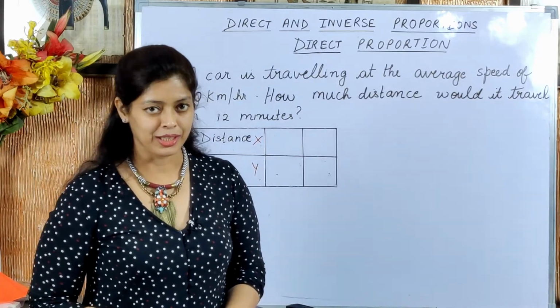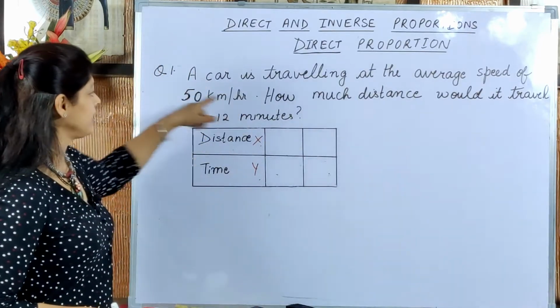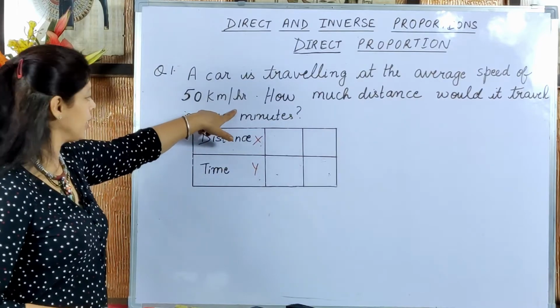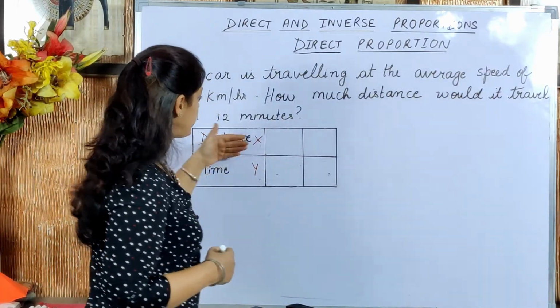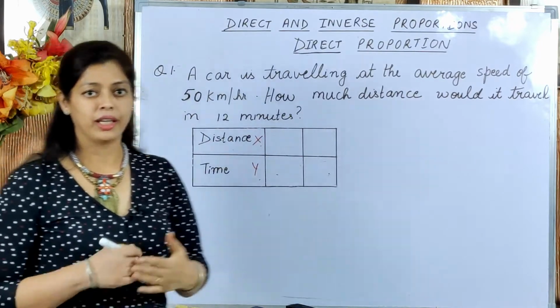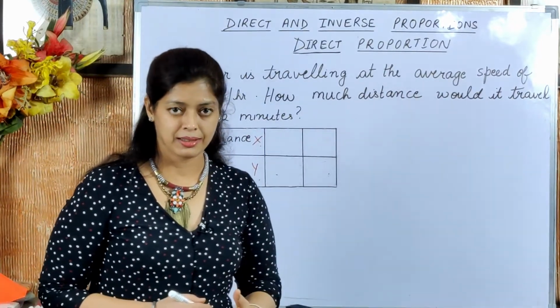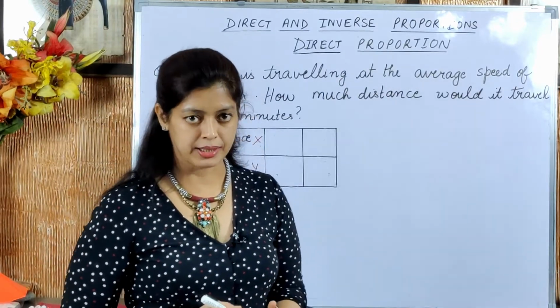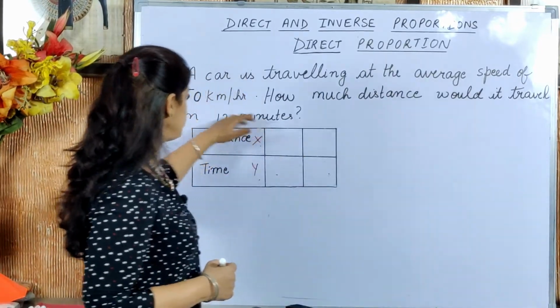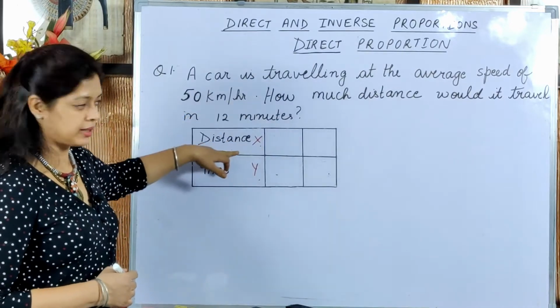Now coming back to our question, a car is traveling at the average speed of 50 kilometers per hour. That is, in 1 hour it travels 50 kilometers. How much distance would it travel in 12 minutes? Now here the answer is asked in minutes. So in such questions, great care must be taken about the units. Since the answer is asked in minutes, we convert this hour also to minutes.